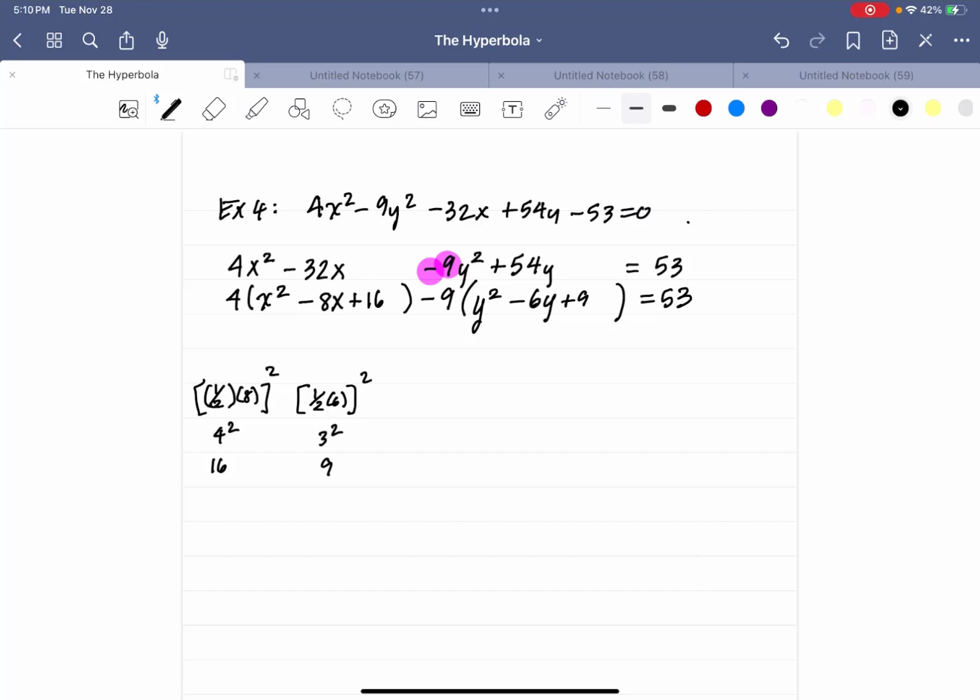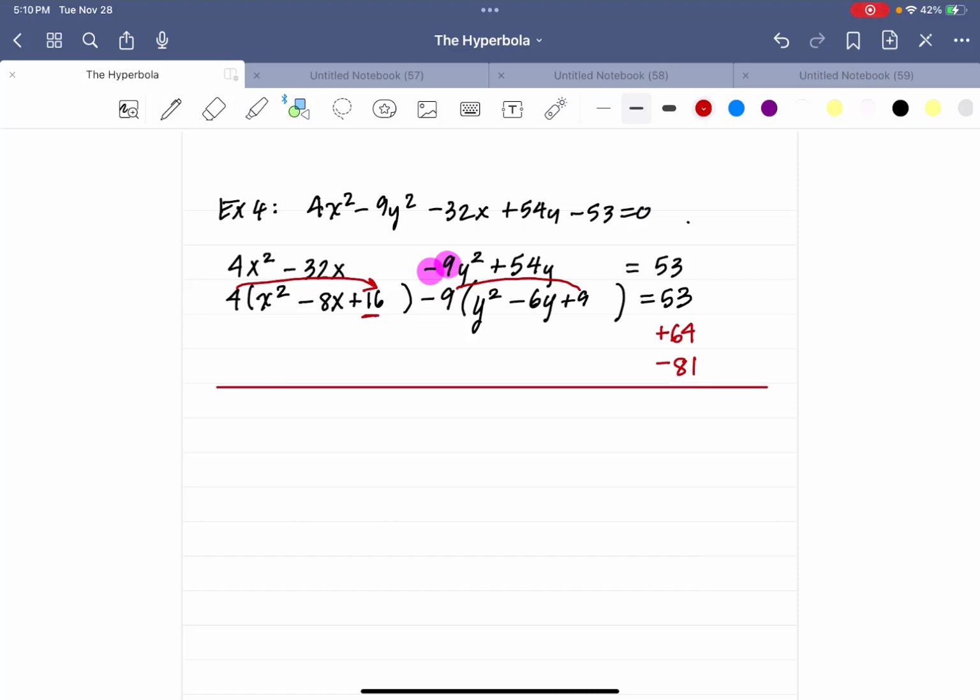Now I have introduced new things, and I've got to be extremely careful because I can't add to the left without adding to the right. Look, I didn't just add a 16, I added a 4 times 16, which is a 64, and that has to be added to both sides. I didn't just add a 9, I added a minus 9 times 9, that's a minus 81. So I have to do a minus 81 on the other side.